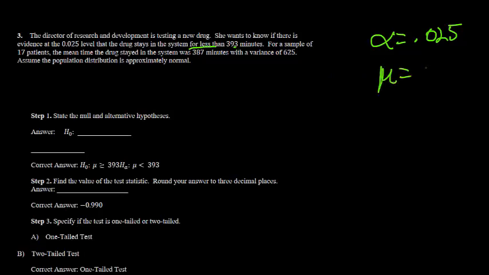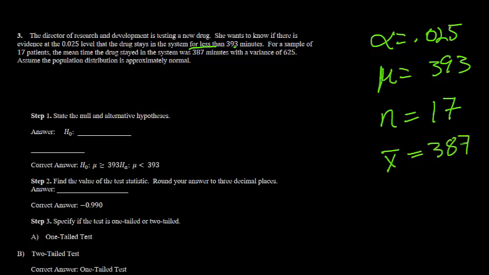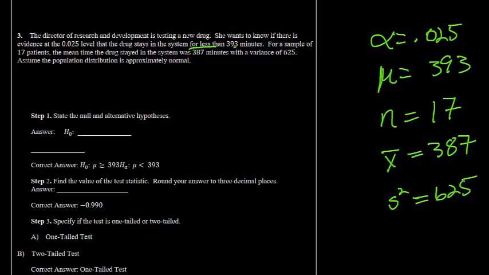So mu is equal to 393 for a sample of 17 patients. Oh, maybe it's not the same question. N is equal to 17. The mean time the drug stayed in the system was 387. X bar is equal to 387. With a variance, not a standard deviation, but a variance, S squared, of 625. Maybe it's not the same question at all. Let's start at the beginning.